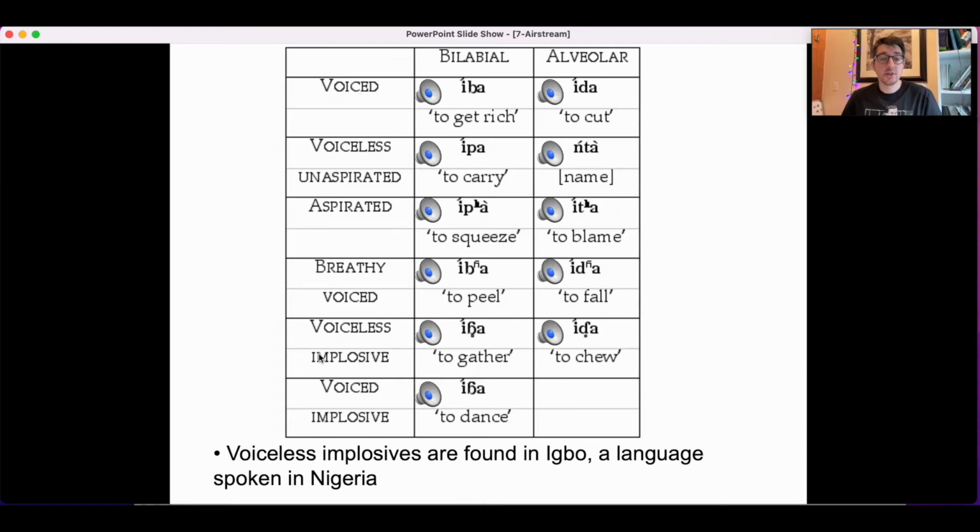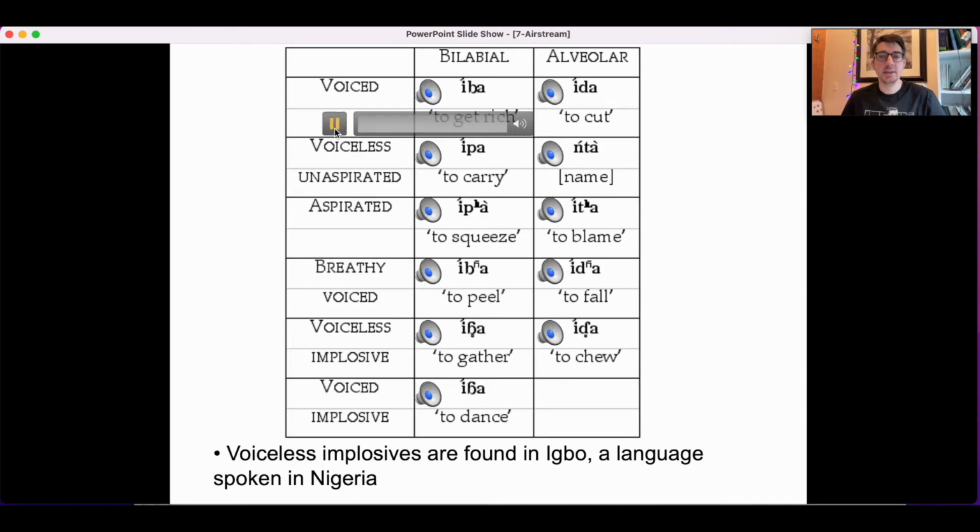Voiceless implosives are found in Igbo, a language spoken in Nigeria, and Igbo is interesting because it has these voiceless, aspirated, breathy, voiceless implosive, voiced implosive. Let's listen and sing along. This is a tone language, so you'll hear different tones or tonalities as well.